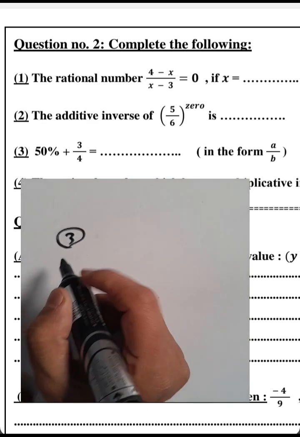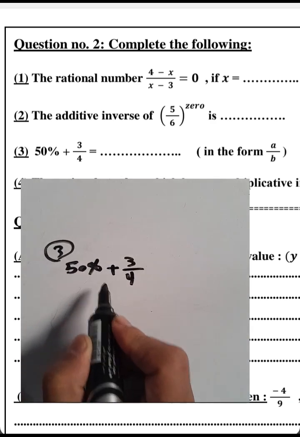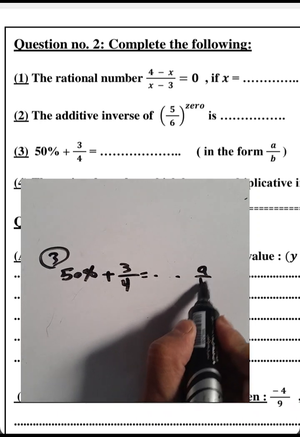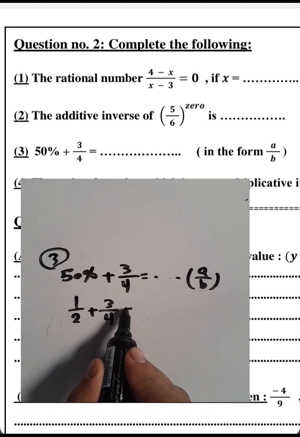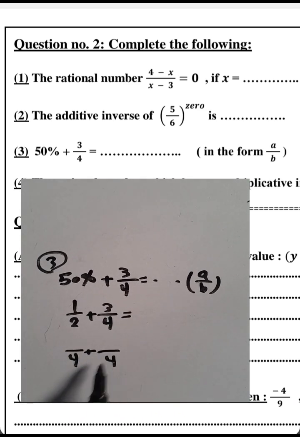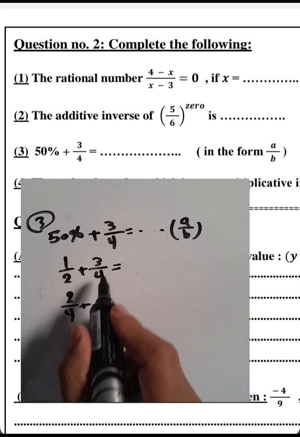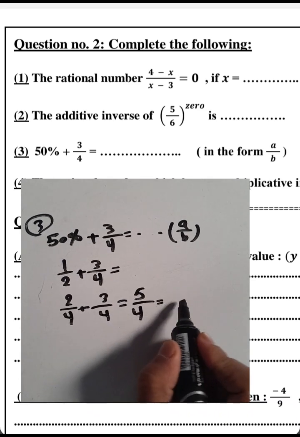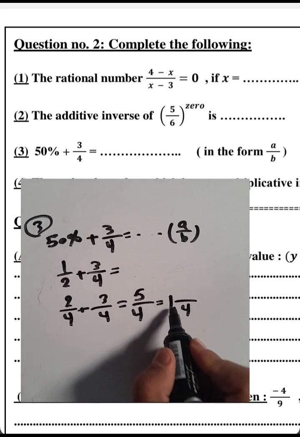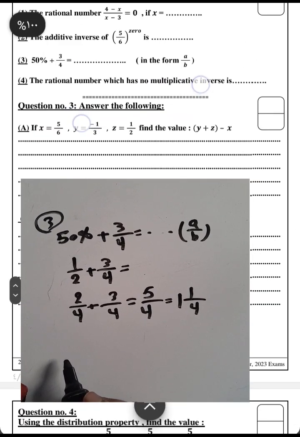Question number 3. 50% plus 3 over 4 equals, in the form a over b. First, 50% is a half. Half plus 3 over 4: we can write 4 in the denominator. 4 divided by 2 equals 2, 2 times 1 equals 2. 4 divided by 4 equals 1, 1 times 3 equals 3. 3 plus 2 equals 5. 5 over 4. 5 divided by 4 equals 1 and remainder 1. Result: 1 and 1 over 4. Next question.